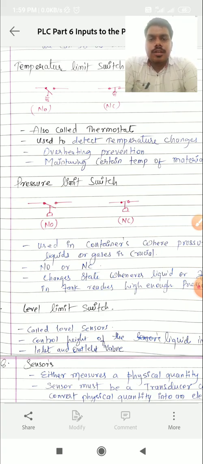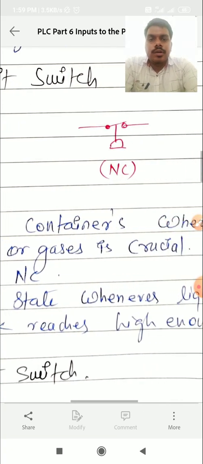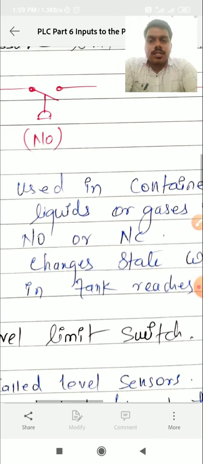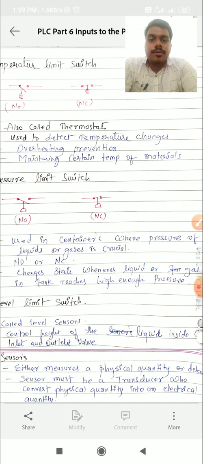Similarly, there is a pressure limit switch. It is denoted by this, NO. It is also of two kinds, NO and NC. NC is actually closed. It is used in containers where the pressure of liquids or gases is crucial.